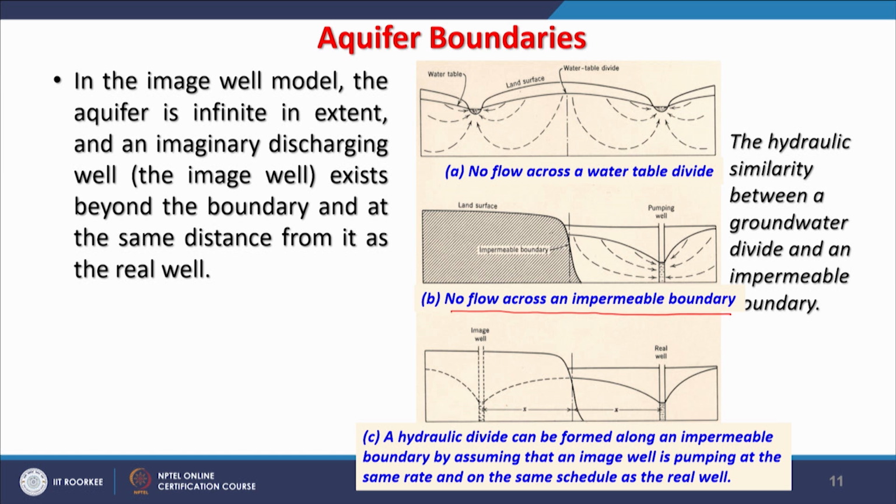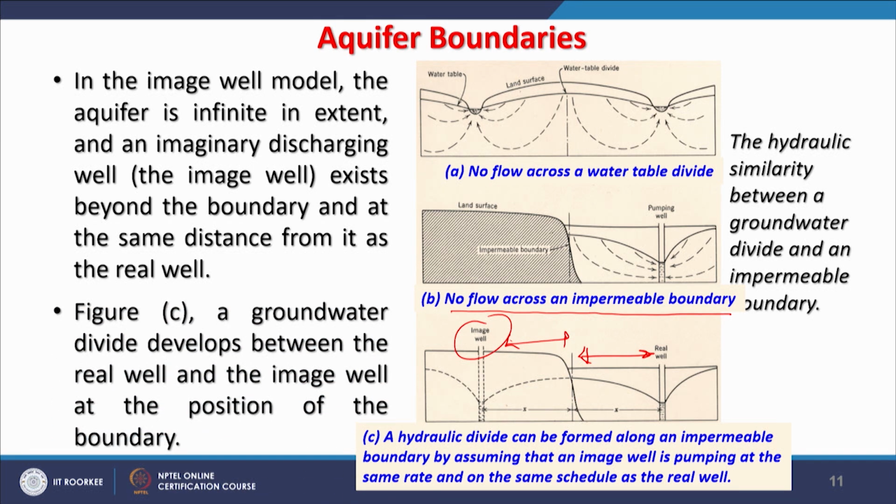So, that imaginary we are having after assuming that this is also pervious and it will allow the flow of water. So, we are now considering an infinite extent, particularly I am talking about horizontal extent, and an imaginary discharge well, which is an image well, exists beyond the boundary, at the same distance from the real well. So, the boundary is here. This distance between the real well and the image well is the same. This is what is considered.